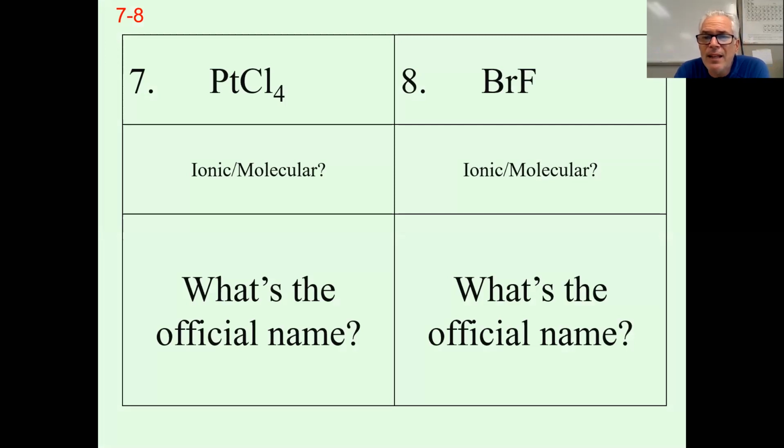PtCl4. Pt, platinum. Where is platinum? Right in the middle of the table, number 78, right next to gold. Precious metal. Platinum has a Roman numeral, right? Two kinds of ions. So how are we going to figure out what ion charge it's going to be?